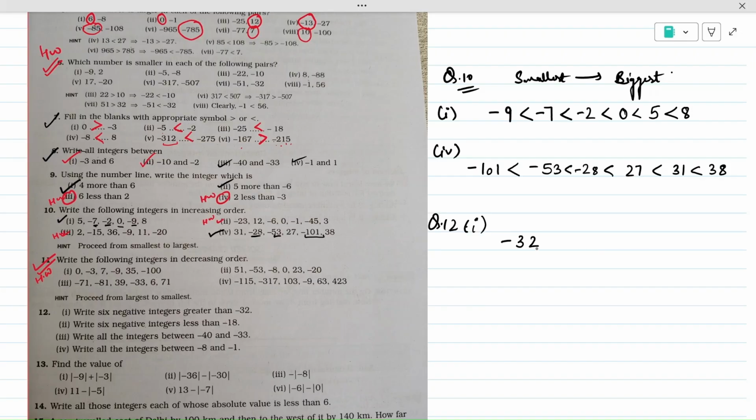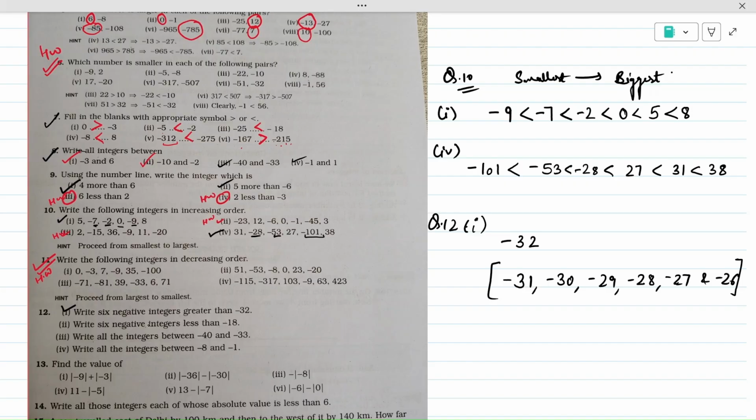So we know if we want a greater number than -32, then we have to move to the right side of the number line. So the next 6 negative integers which are greater than -32 are: -31, -30, -29, -28, -27, and -26. These are all negative integers, but they are greater than -32. This is how we have to do it.